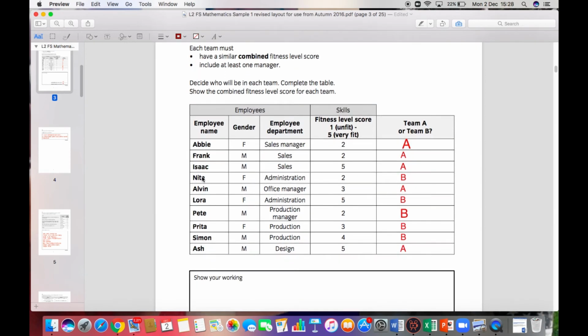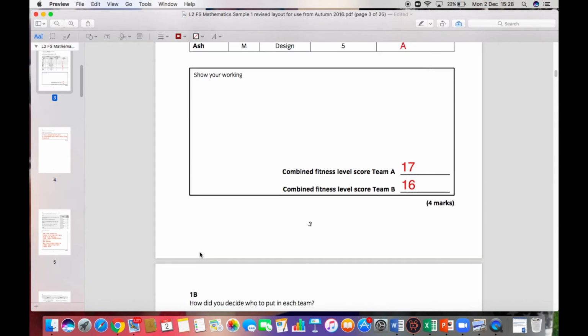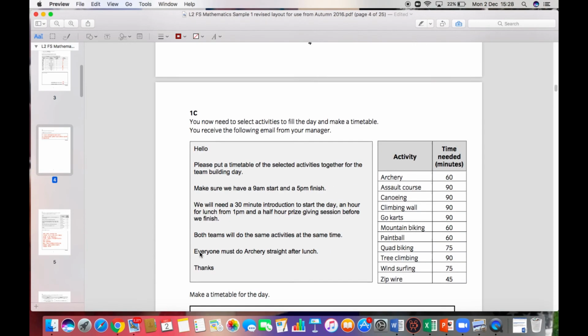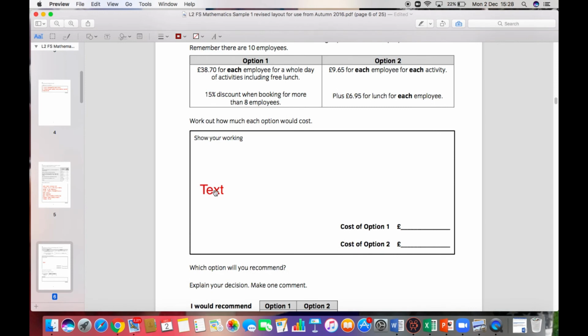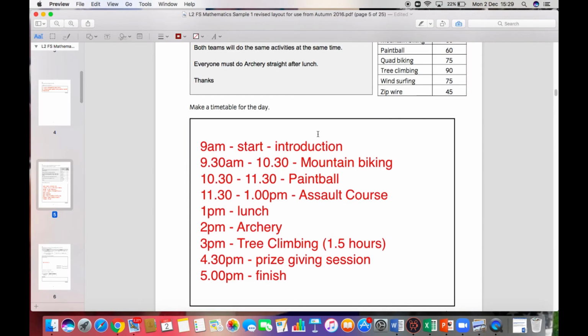1, 2, 3, 4, 5, 6, 7, 8, 9, 10. Yeah, sorry, 10. If you already knew that, I apologise. So if we have 10 employees, it is 10 times £9.65, which is for each employee. But then we have to times that by each activity. Now let's have a look at what activities we're doing.